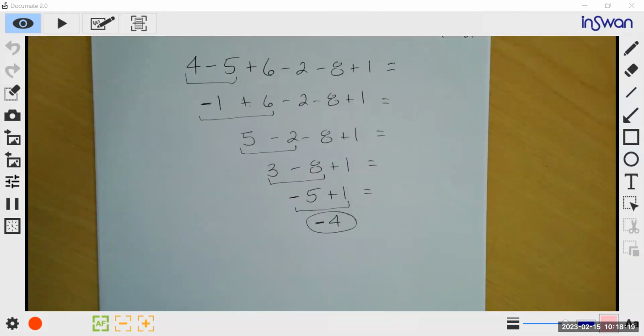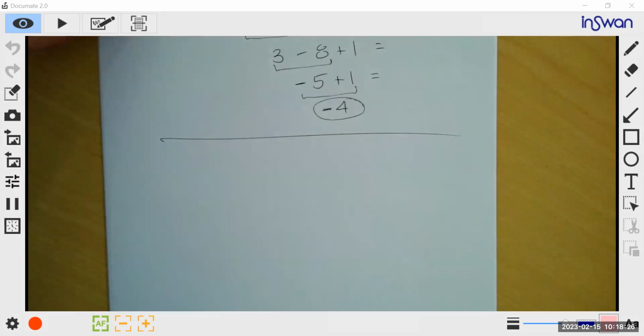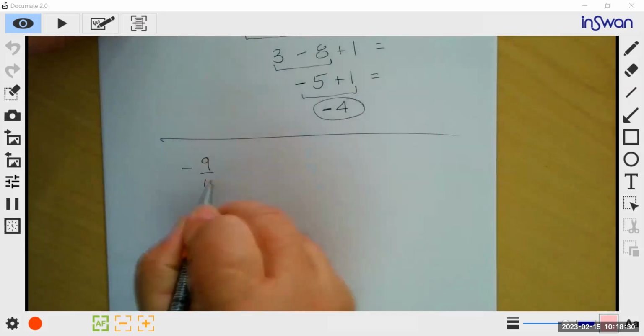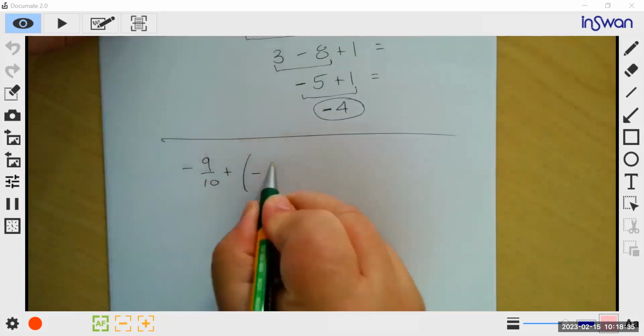Oh, we did these already. Let's look at fractions. So negative 9 over 10 plus negative 3 over 5.